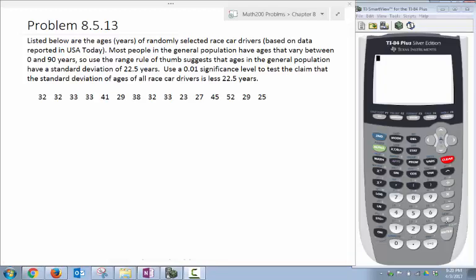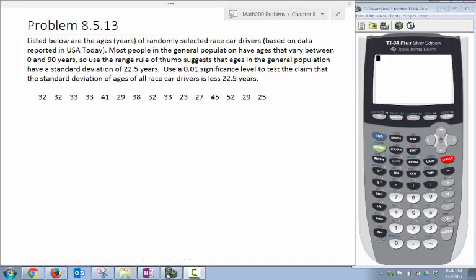This is a problem similar to your homework problem from section 8-5. It says here that listed below are ages of randomly selected race car drivers. Now, most people in the general population have ages that vary between 0 and 90, so the range rule of thumb tells us that the general population should have a standard deviation of about 22.5. So that's basically 90 minus 0 divided by 4.